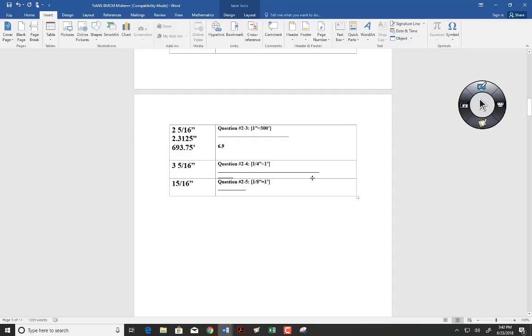Down here, this is my architect scale. So here's 3 5/16, so 3 plus 5 divided by 16 gives me 3.3125 inches. That's how long the line is.